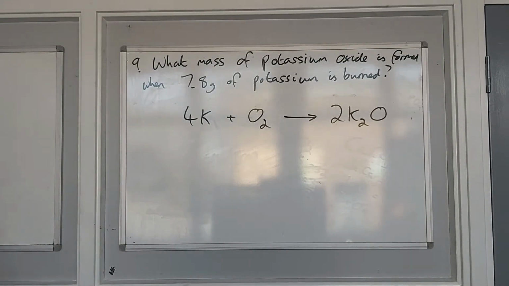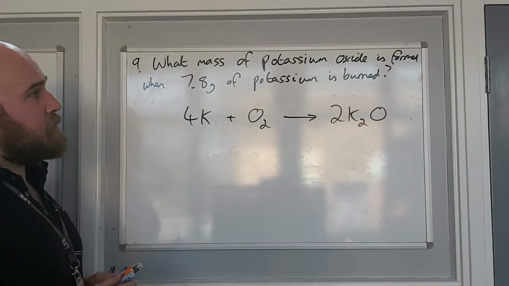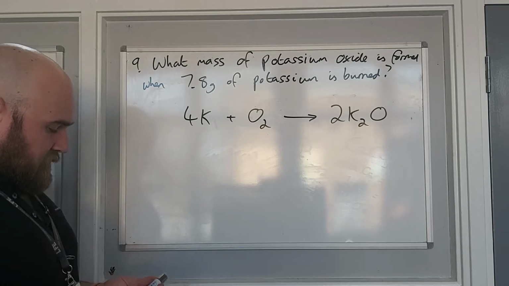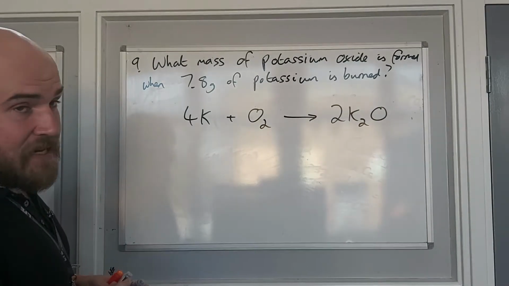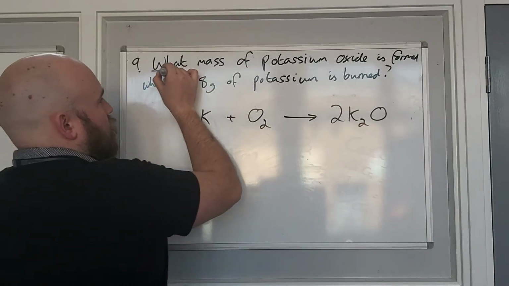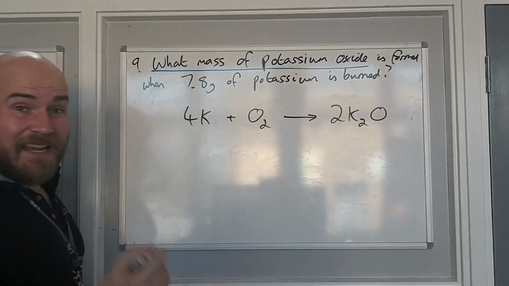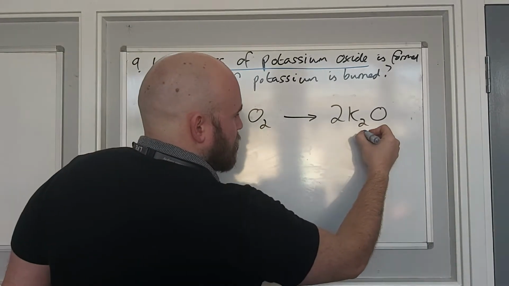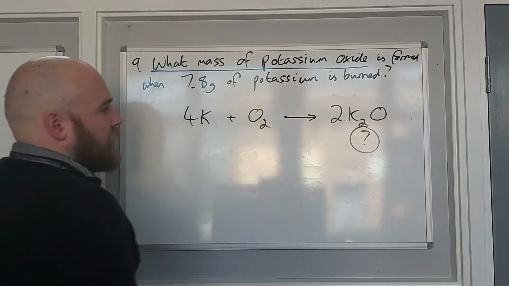Okay, folks, here's question 9. What mass of potassium oxide is formed when 7.8 grams of potassium is burned? All right, so again, I'll do exactly the same as before. Identify the question mark first. So what mass of potassium oxide is formed? So potassium oxide must have potassium and oxygen in it. So it must be that one there.